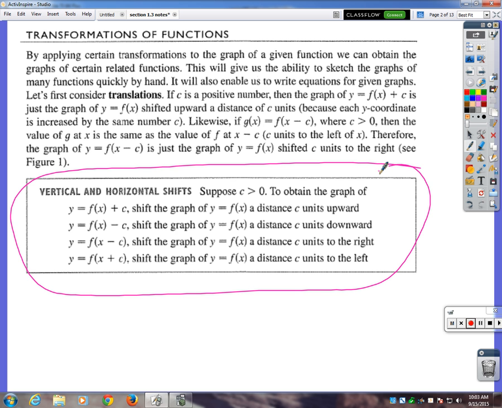Moves it up. If you take a function and you subtract a number, it makes it go down. If you take a function and subtract a number from the x's inside the parentheses, then it goes to the right, because inside the parentheses is always opposite. And if you add a number, then it goes to the left. Okay? So up, down, outside the parentheses; left, right, inside.